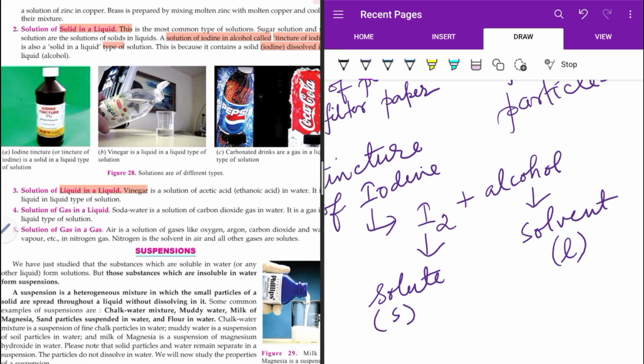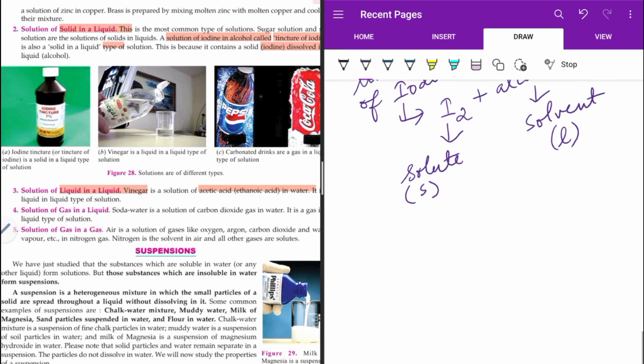Next, liquid in liquid: vinegar, we have already discussed, acetic acid or ethanoic acid in water. Okay, so vinegar. Now there are two types of vinegar. Fruit vinegar and non-fruit vinegar. Fruit vinegar is obtained by fermentation of fruit. And non-fruit vinegar is acetic acid dissolved.